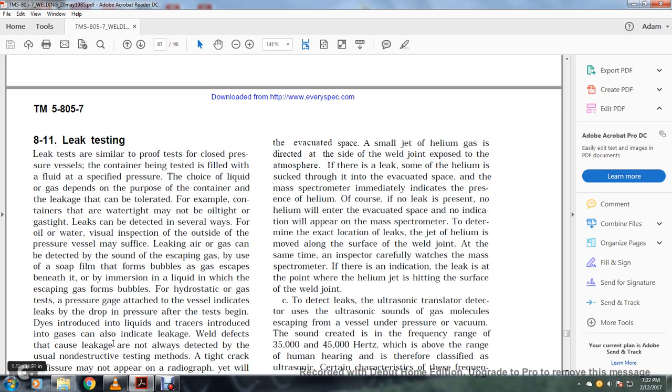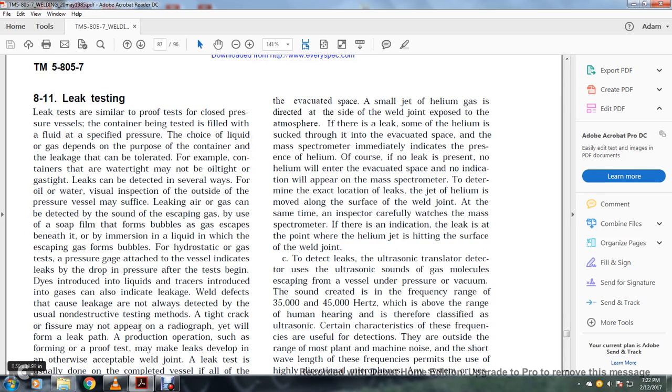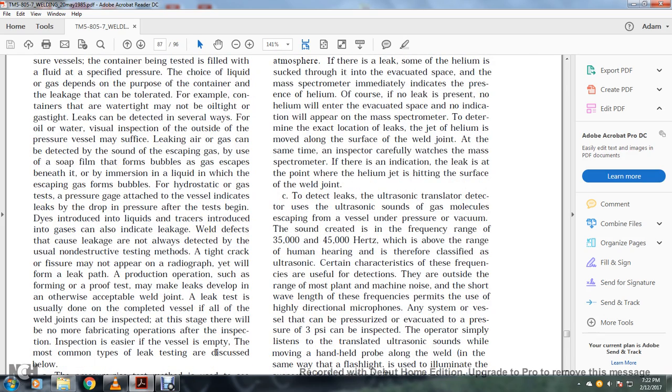Weld defects that cause leakage are not always detected by the usual non-destructive testing methods. A tight crack or fissure may not appear in a radiograph yet will form a leak path. Production operations such as forming, or the proof test, may cause leaks in an otherwise acceptable welded joint. Leak tests are usually done on the completed vessel.